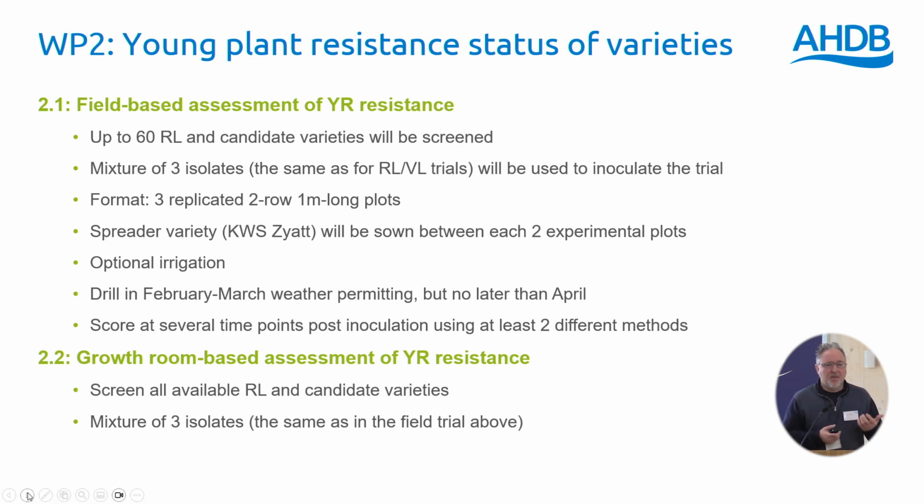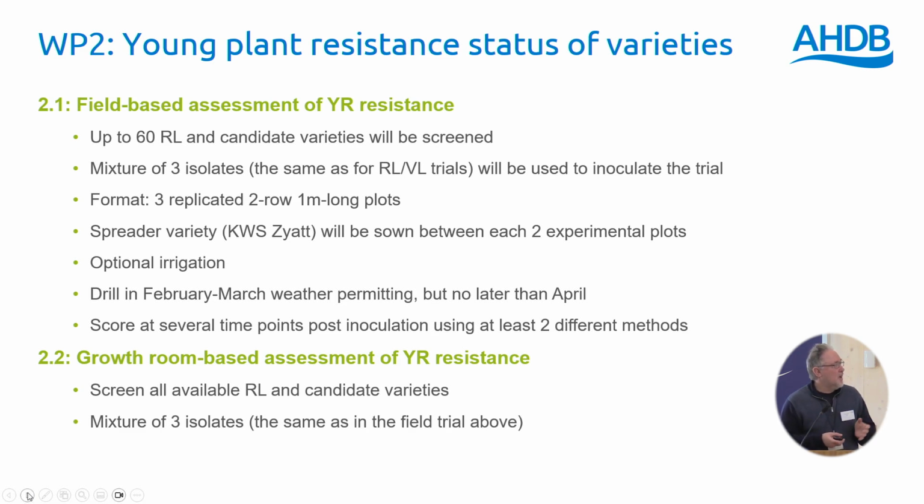We will also have funding for optional irrigation, in case the spring becomes very, very dry. This is just to encourage yellow rust infection. We will try to drill those field experiments in February, March, weather permitting, but probably the beginning of April as well, because yellow rust needs to be exposed to low temperature for germination and also for plant infection.